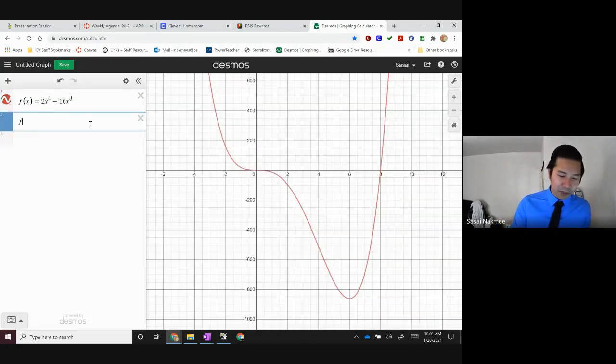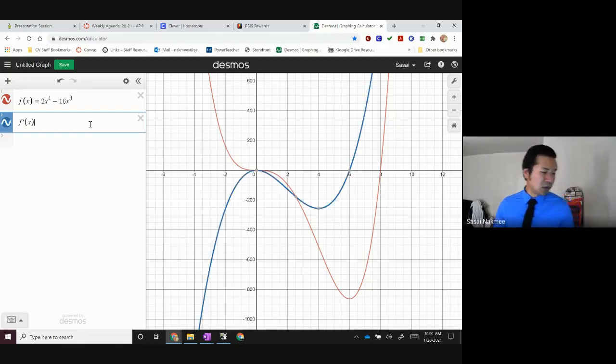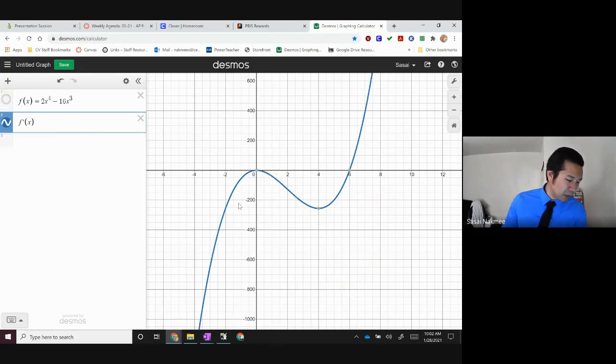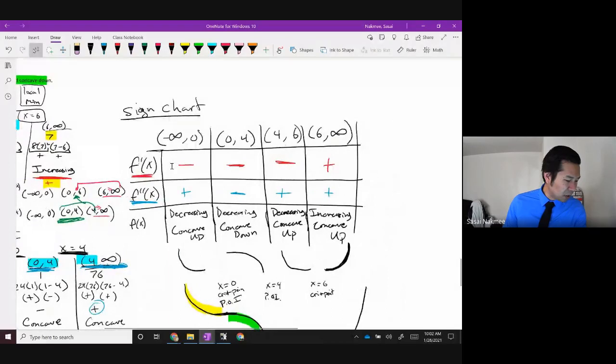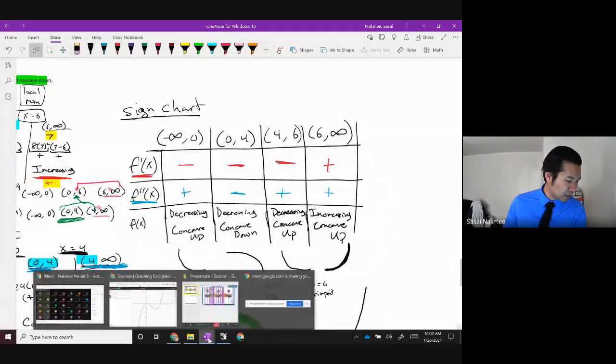If I were to graph its derivative, we know where the derivative is positive and where it is negative, and that tells us where the function is increasing and where it is decreasing. I need you to check out how neat this is. This blue line is a graph of the derivative. If you look closely, the blue line is negative from negative infinity all the way up to 0, which is exactly what we found right here in our table. From negative infinity all the way up to 0, the derivative is negative.